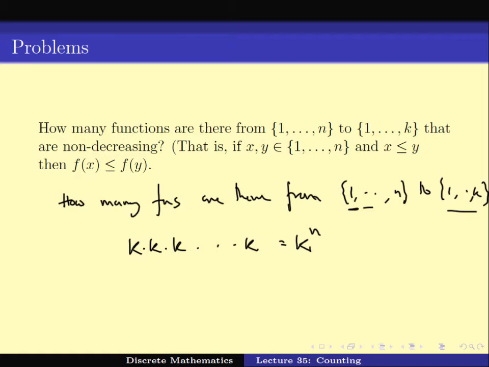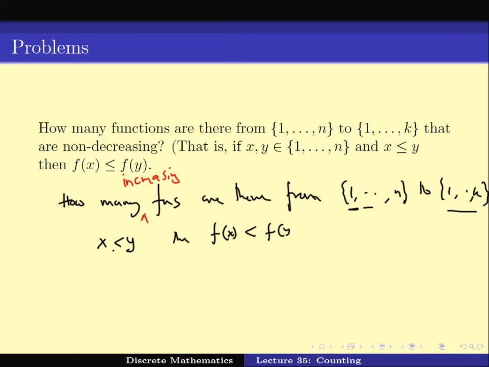Now if I add the question of the number of increasing functions, what does increasing mean? Increasing means that if x is less than y, then f of x is strictly less than f of y. Now, how many such functions are there from 1 to n to 1 to k?